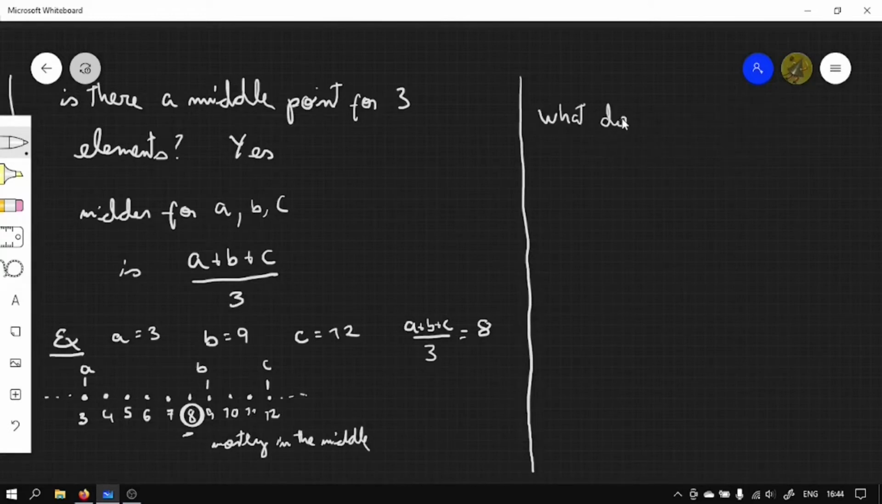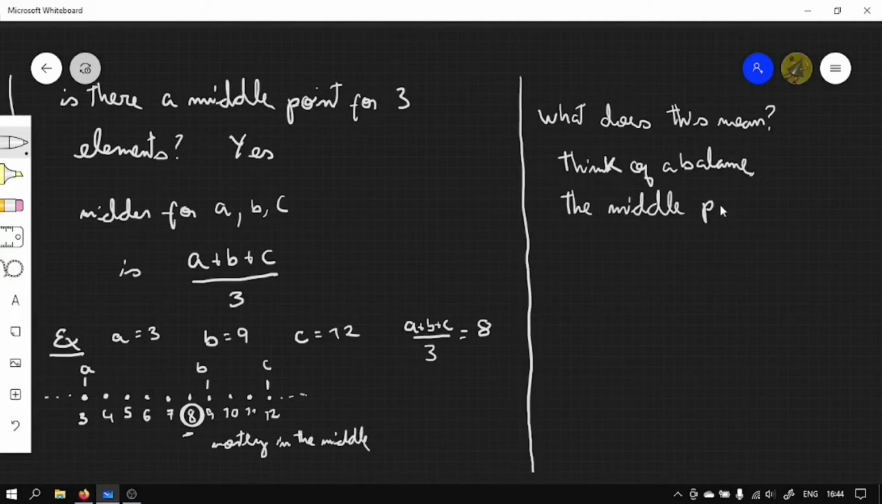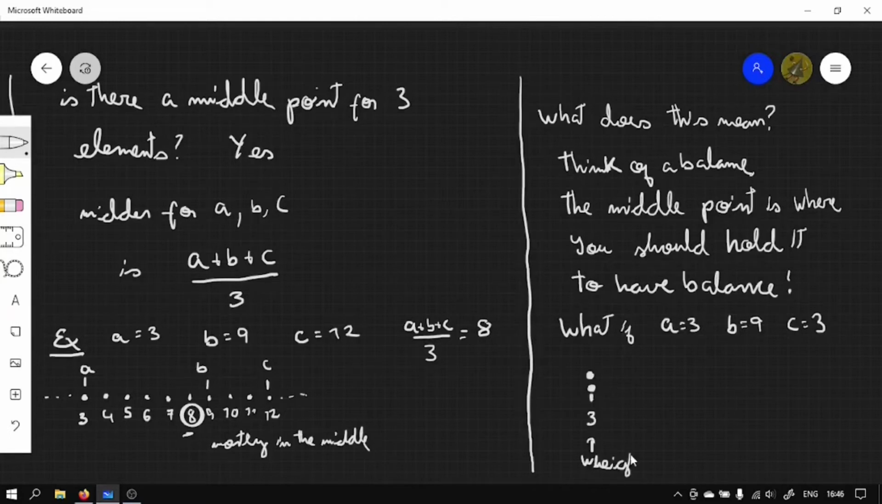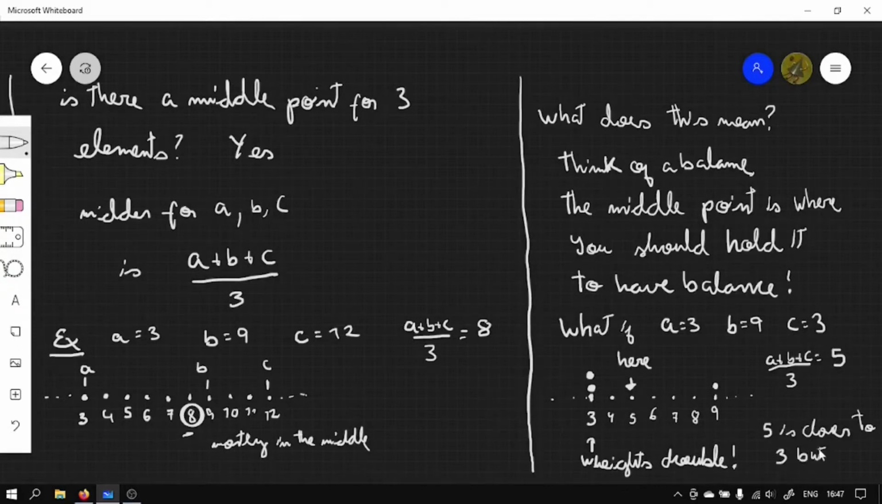This means a point of balance. If we have some weights in three spots, this is the balance point where we should hold it in order to have a balance between these 3. If we have 2 weights on the same spot and 1 weight in another spot, the point of balance will be, in this case, 5, which is closer to 3, where we have the 2 weights, than to 9.